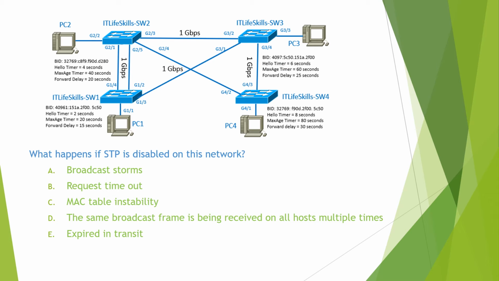So if STP is disabled on this network, a broadcast storm will happen, and it will cause MAC table instability, and the same broadcast frame is being received on our host multiple times. Therefore, the answers for this question are A, C, and D. You can find the detailed explanation for this question in the video.